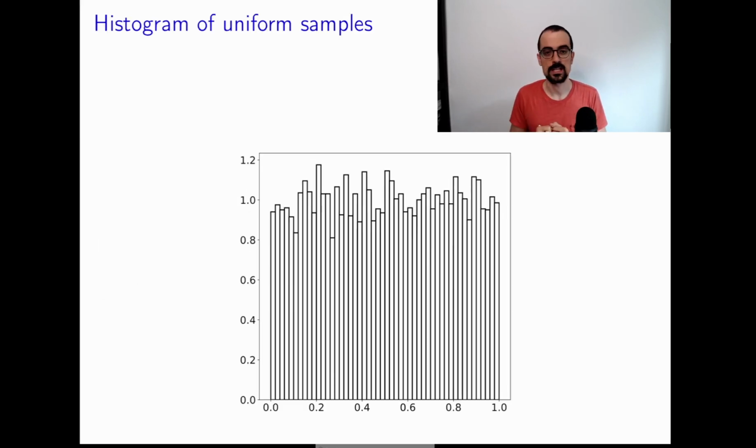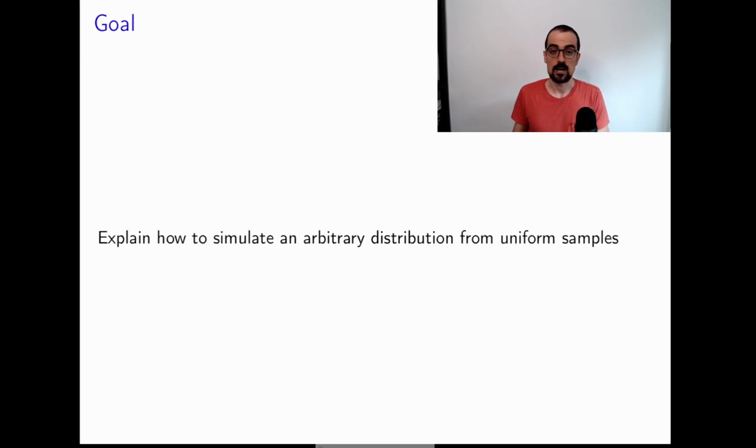Okay, so here I've generated 10,000 uniform samples. How can I change them? How can I transform them so that they have the distribution that I want? For example, maybe I want them to look exponential. Our goal is going to be to explain how to simulate an arbitrary distribution from such samples.